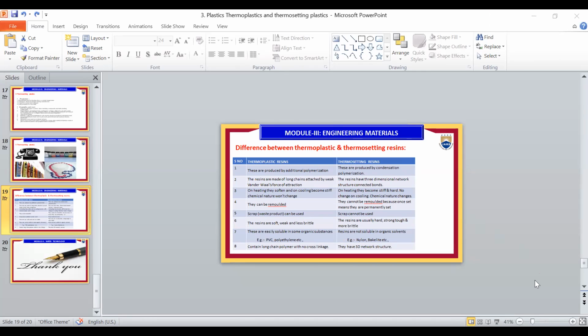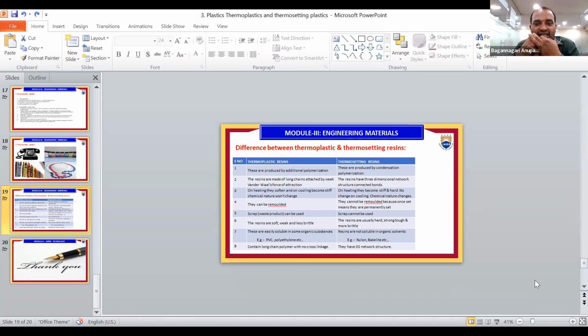Hello. Gaurang. Sir. What is the difference between thermoplastics and thermosetting? There are some differences, sir. Like maybe one is addition and condensation. Yes. Tell me, no problem. One can be molded, another cannot be remolded. Remolded. Very good. That means reshape.